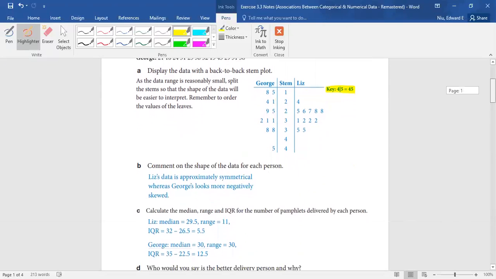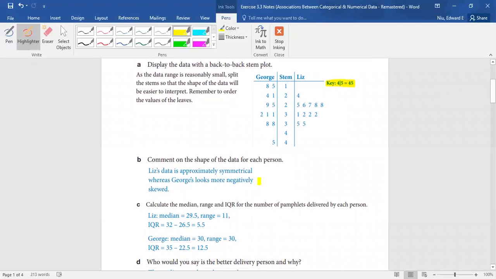Part B says comment on the shape of the data for each person. So whenever we see shape, all right, we need to think skew. All right, what sort of skew are we talking about? Well, Liz's is approximately symmetrical, whereas George's is more negatively skewed. Hopefully you remember your skews from chapter 1. If you have difficulties, please review back through those notes.